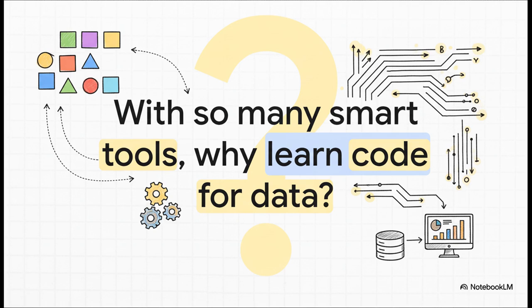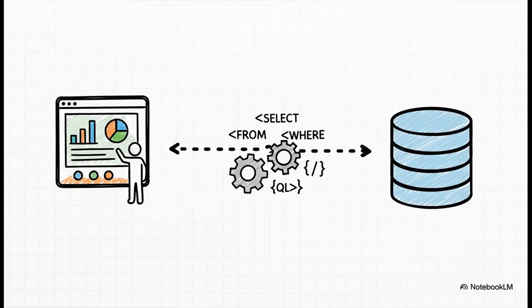Okay, so you might be thinking, hold on a second. My software has all these fancy drag and drop features. Why in the world would I ever need to learn code? And you know what? That is a totally fair question. Well, here's the secret. Those smart tools are actually just writing SQL for you, kind of behind the scenes. When you learn it yourself, you get to talk directly to the raw data. This means you can filter and shape millions of rows right at the source before your tools even get a look. The result? Your analysis becomes way faster and a whole lot more precise.